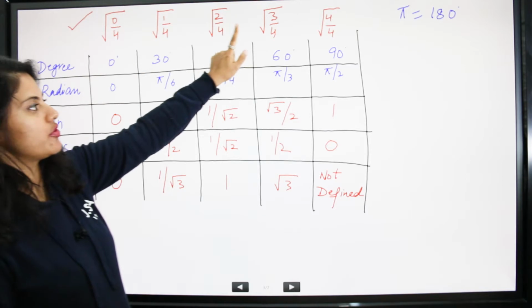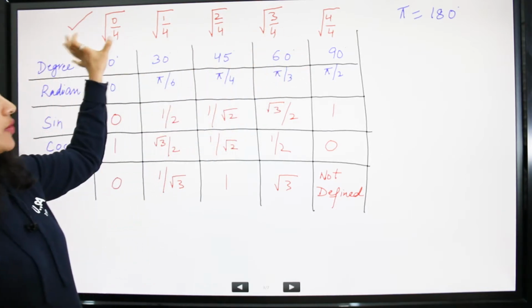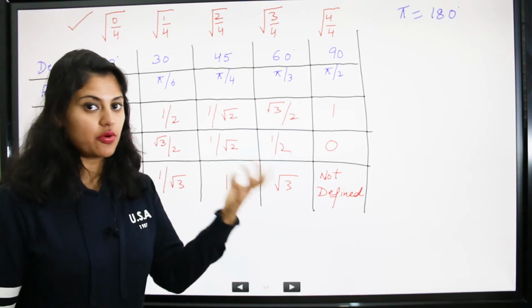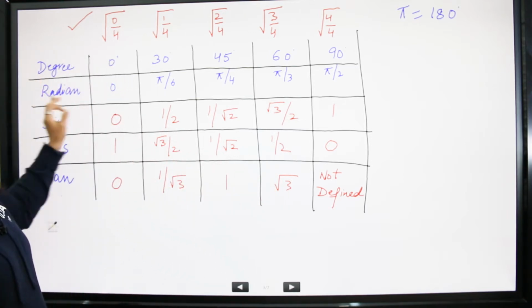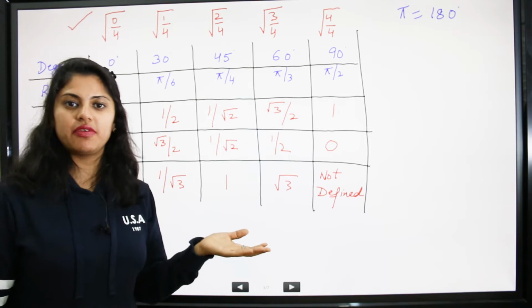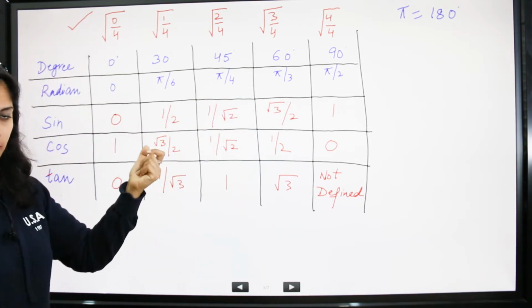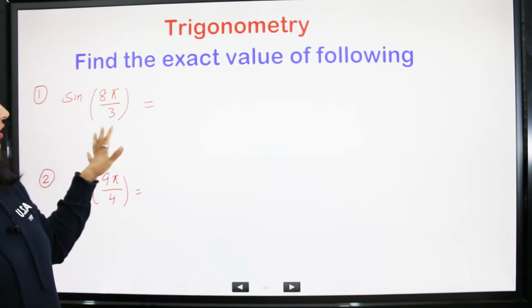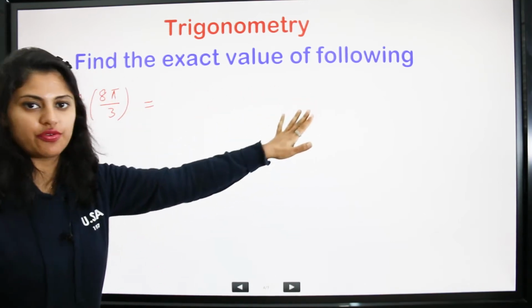Now, I have already explained how to fill this table with the help of 0 by 4, 1 by 4, 2 by 4, 3 by 4, 4 by 4. There is no need to cram this one. You have a particular way of writing this table, so you can check my previous video if you want to learn it. On the basis of these two tables, we are going to find the exact value of the following.